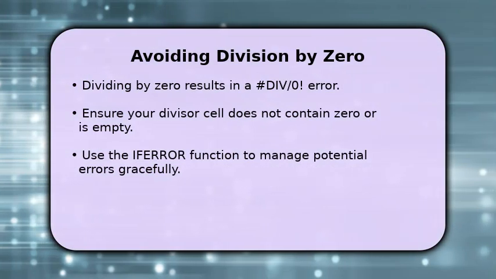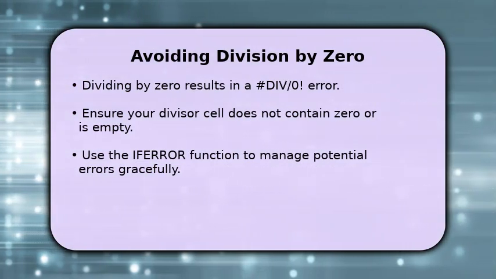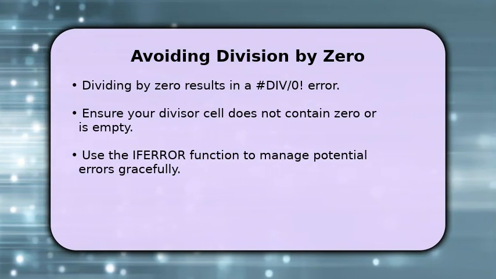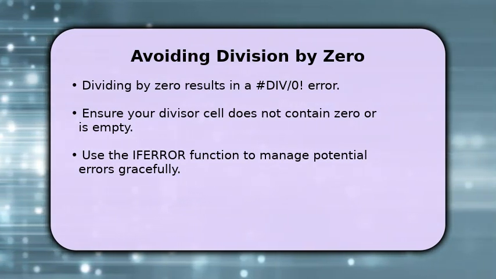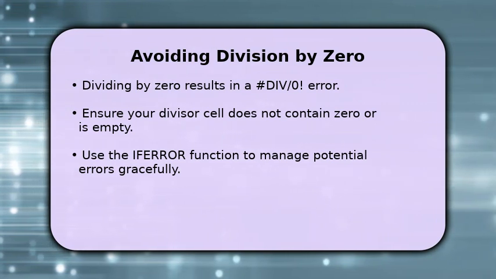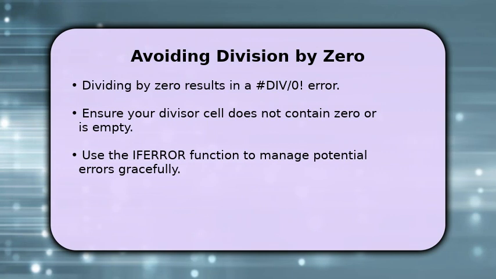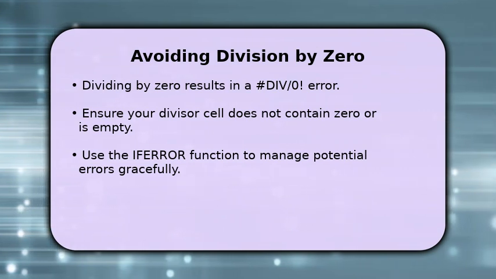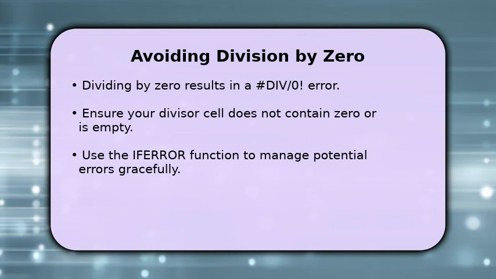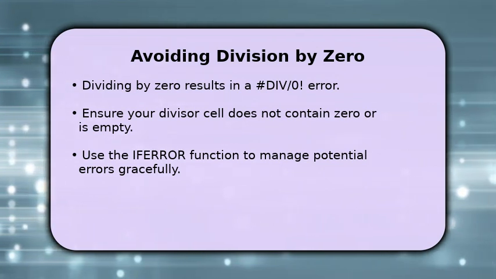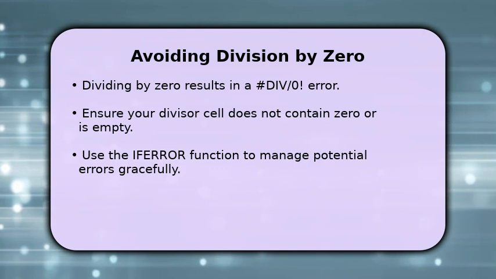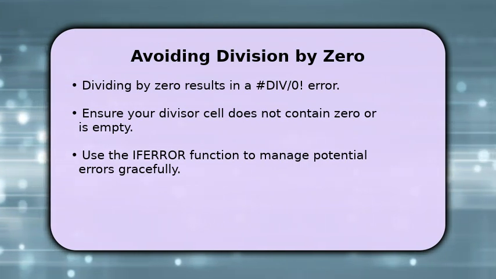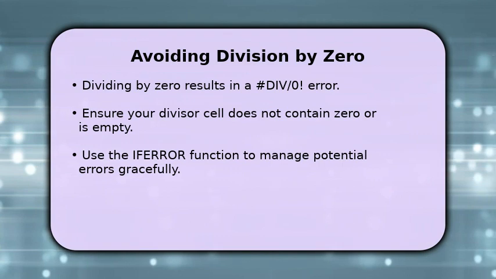It's important to be aware of the common #DIV/0! error. This occurs when your divisor is 0 or an empty cell. To prevent this, always check your divisor values. For more robust spreadsheets, consider using the IFERROR function. This allows you to display a custom message or a blank cell instead of the error, making your data much cleaner and easier to read.